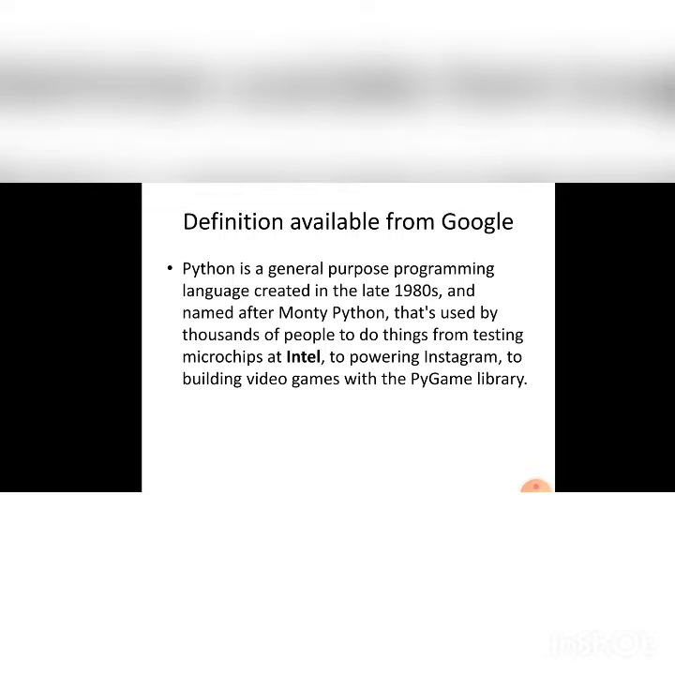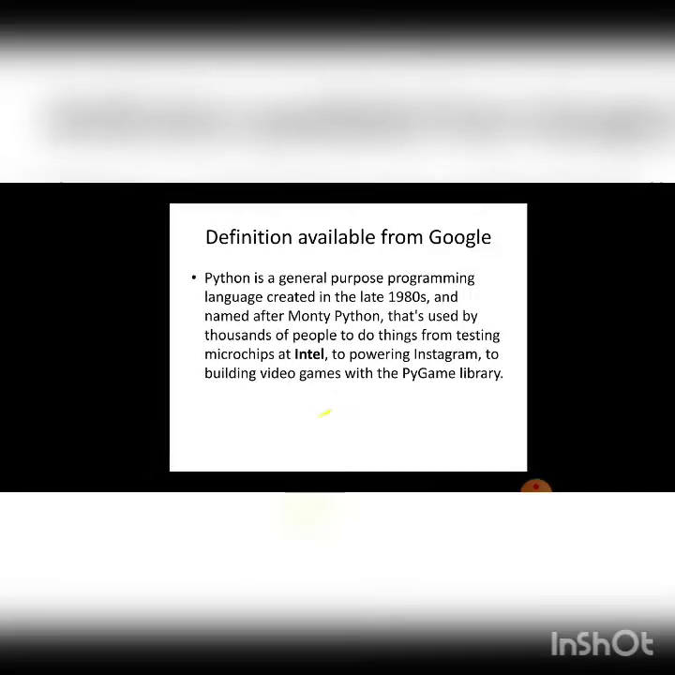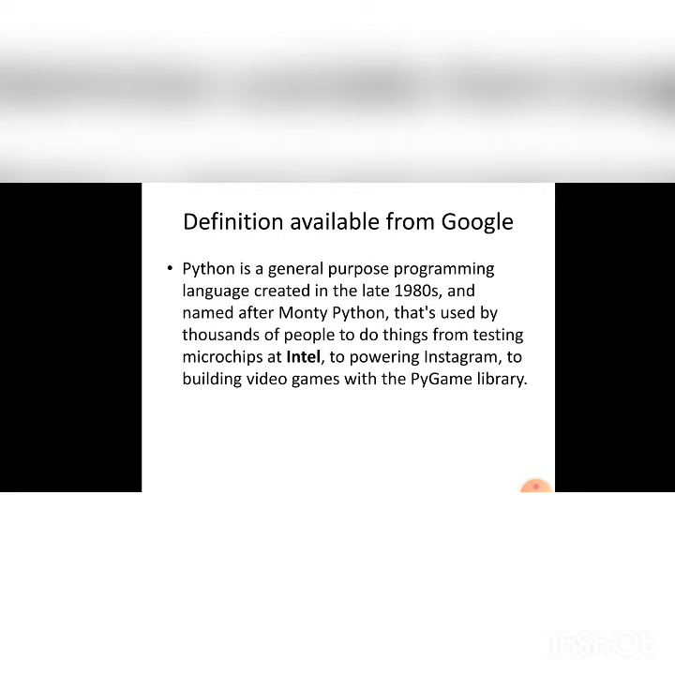It is used by thousands of people to do things from testing microchips at Intel. First it was used at the Intel company, then work on this Python technology was given to Instagram, then Pinterest, and side by side Google also. It is actually a high level, interpreted, interactive, object oriented scripting language, where we create certain objects, and whenever we have to call these classes, we call the object, and then we can run it with the Python interpreter.